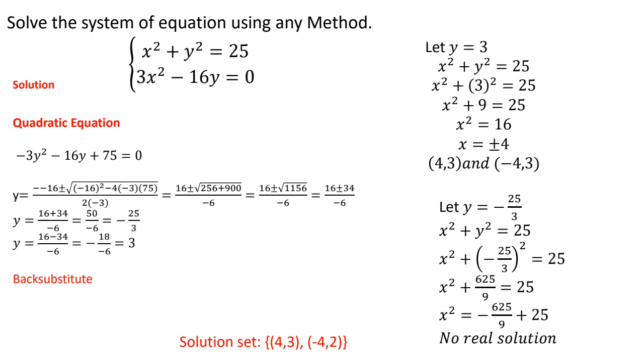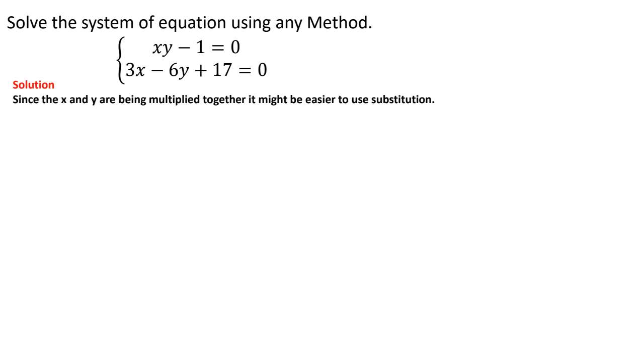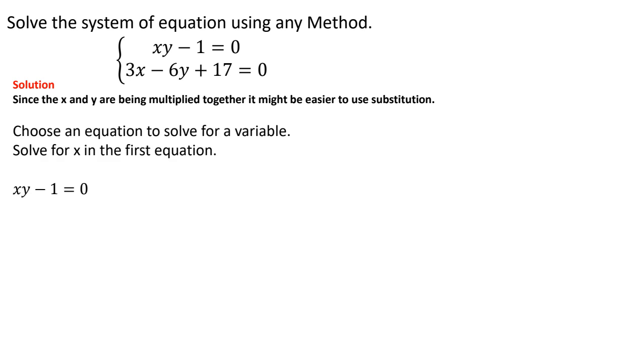Okay. All right. Let's solve this system using any method. Let's see, we have a situation here. We have xy minus y equals 0, and we have 3x minus 6y plus 17 equals 0. Hopefully you see that the second one is easy. We're dealing with a line, right? But for this first one, to see what we're dealing with, let's solve for x first.